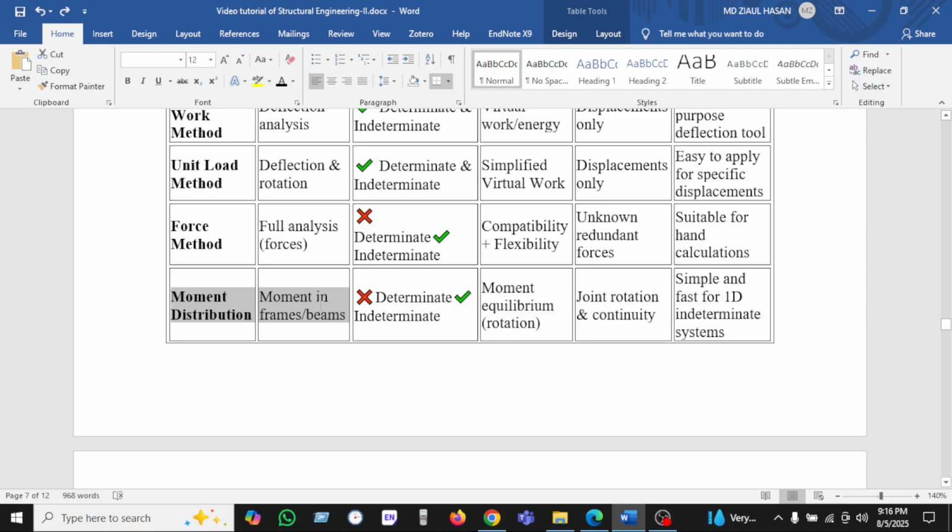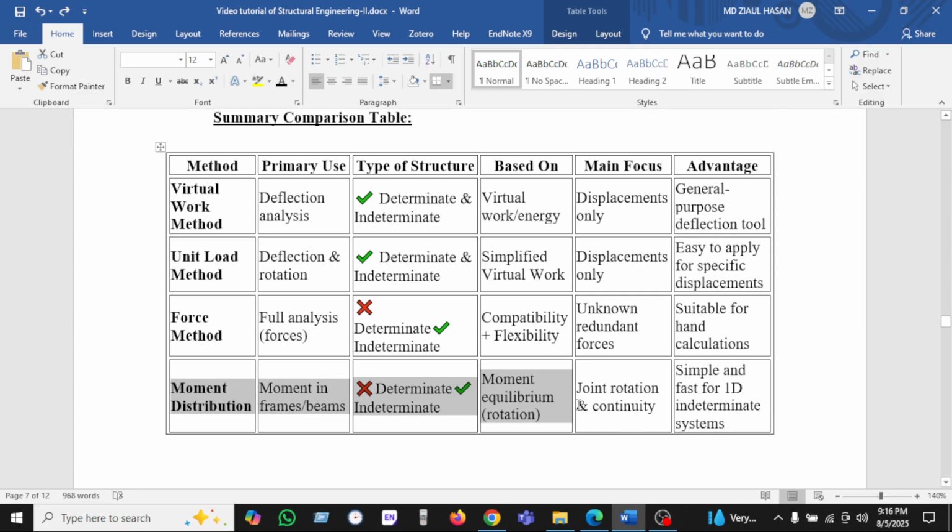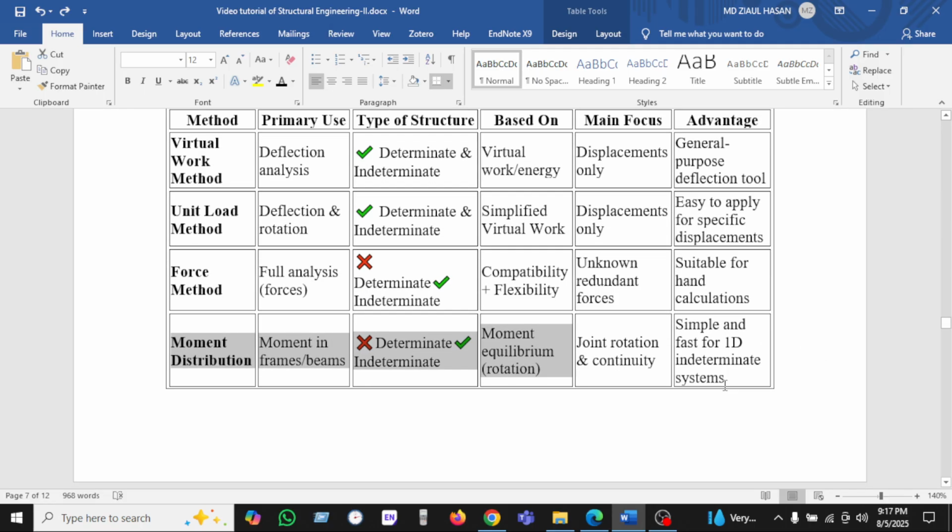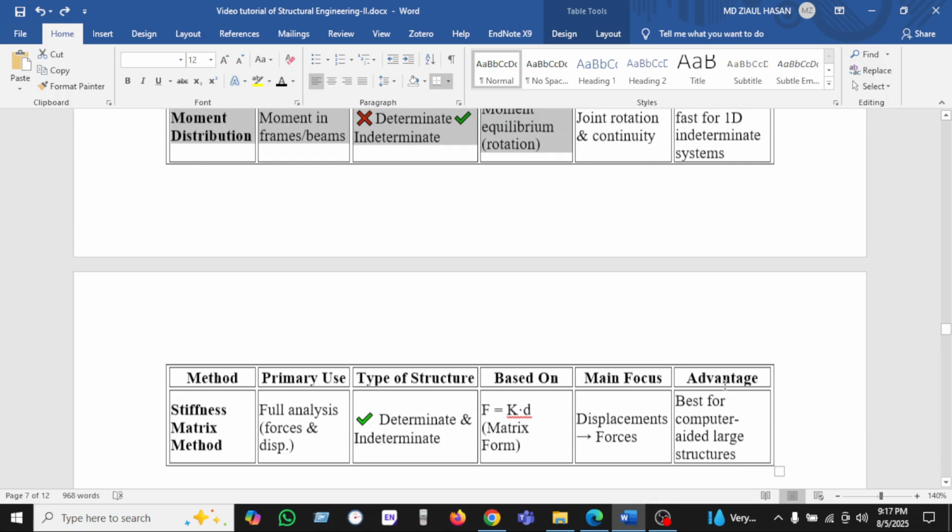It is mainly for moment in frames and beams. We can analyze the indeterminate structure and moment. It is based on moment equilibrium, and the main focus is on joint rotation and continuity. And it is simple for a first degree indeterminate system.